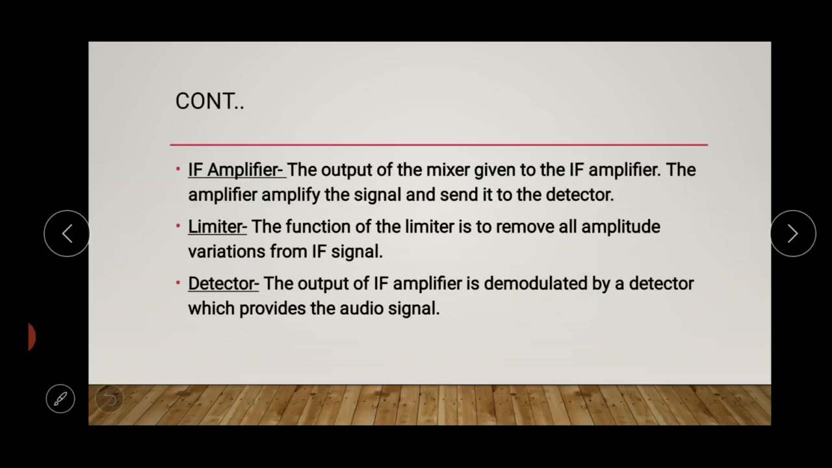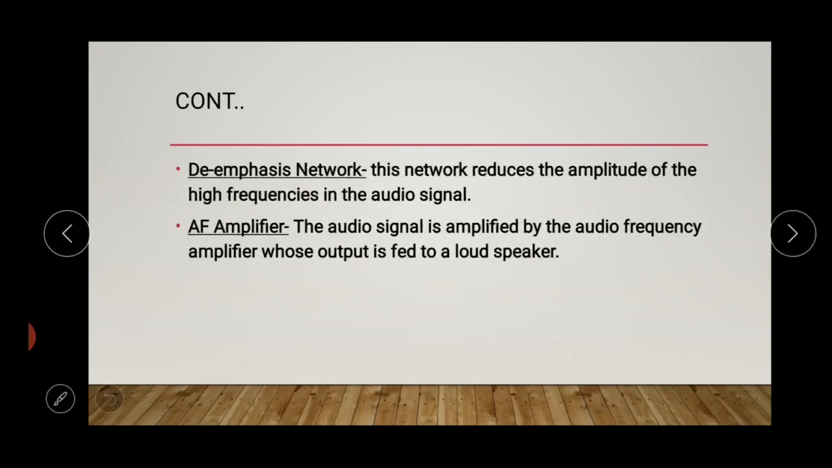Then the limiter removes all amplitude variation. Then the detector demodulates the signal, and the de-emphasis network reduces the amplitude of the high frequencies in the audio signal, and the AF amplifier amplifies the signal, then sends it to the loudspeaker. So it is all about the FM receiver.